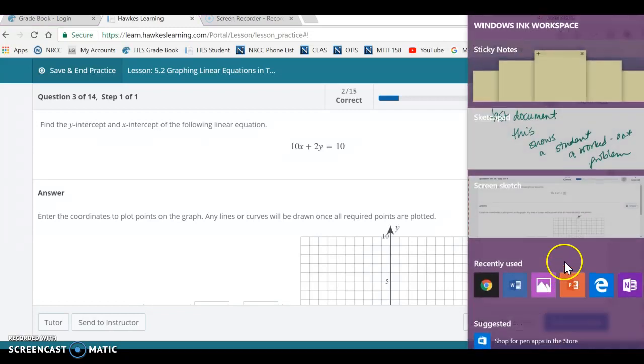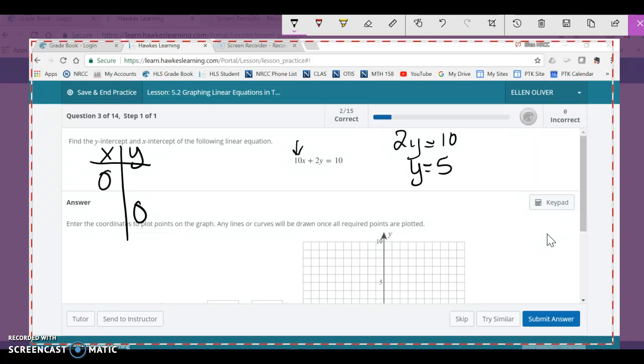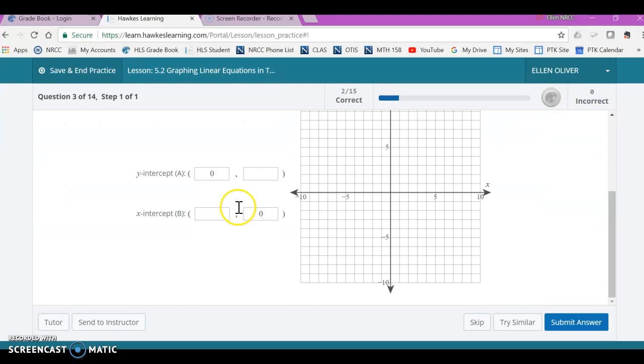Now let me draw on here. There we go. My t-chart, plug in my zeros. So plug in x equals 0, and the 10x sort of disappears, and I'm left with 2y equals 10. So y is 5. If I plug in y equals 0, this guy disappears, so I have 10x equals 10. So x is 1. So 0, 5, and 1, 0.